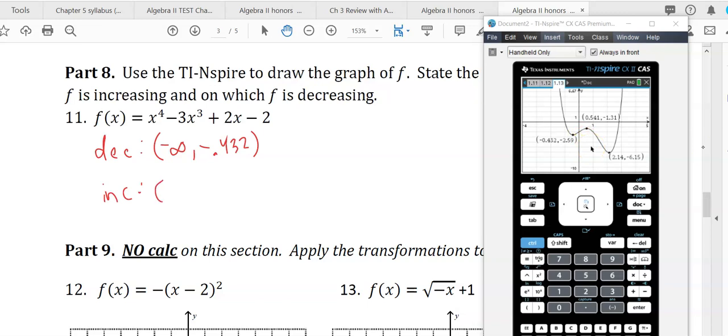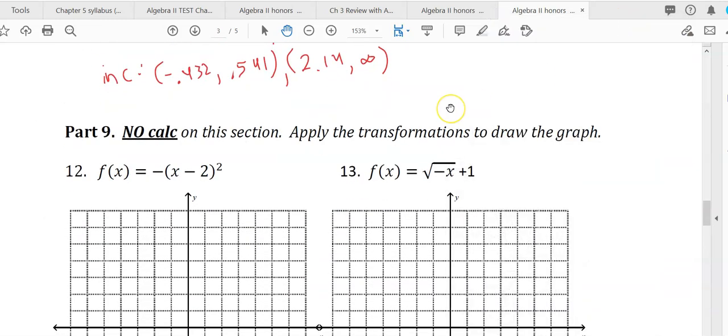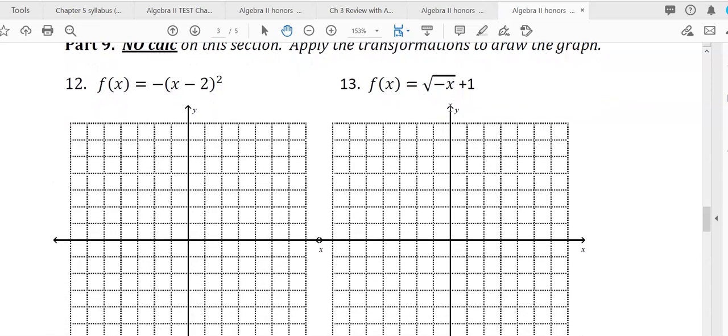So I'm going to label that by its x values, by its domain. So it starts at negative 0.432 to 0.541. And then it decreases, it looks like from that point to that point, it's going down. So I'm using the x values there. So that would be 0.541 to 2.14. And then it increases the very last part there from 2.14 to infinity.